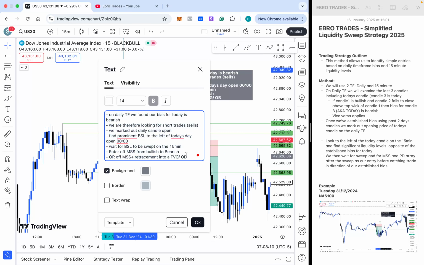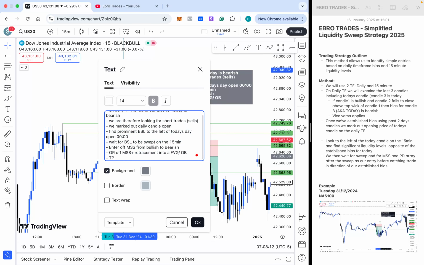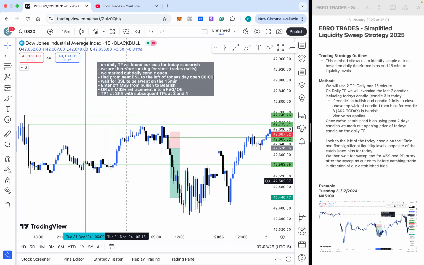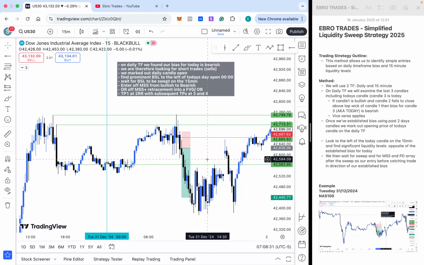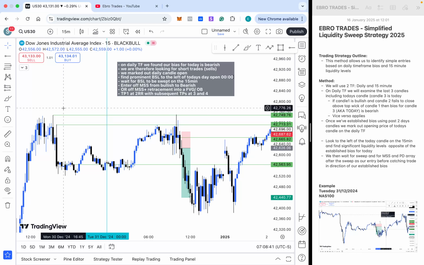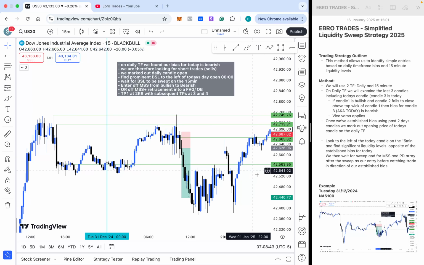We then look for TP1 at 2 RR with subsequent TPs at 3 and 4, depending on your risk appetite. And that's it. That's it for this strategy. If you want more examples, let me know in the comments. I can easily do more examples for this strategy. I've been trading this strategy on indices, so I've been doing it on the US 30 and NAS 100. Haven't backtested it on currency pairs.